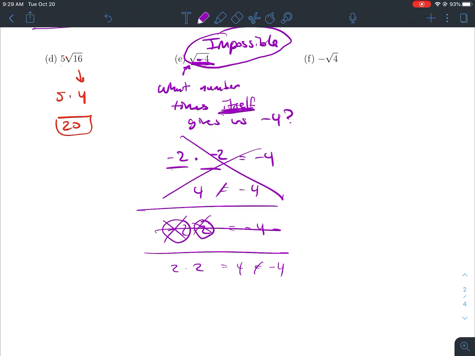This one, though, is actually possible. The square root of 4, that's just 2. So the negative sign stays. Square root of 4 is 2. Make sure you don't put that square root, though, because you did the square root to 4. So it's no longer there. You've done it.